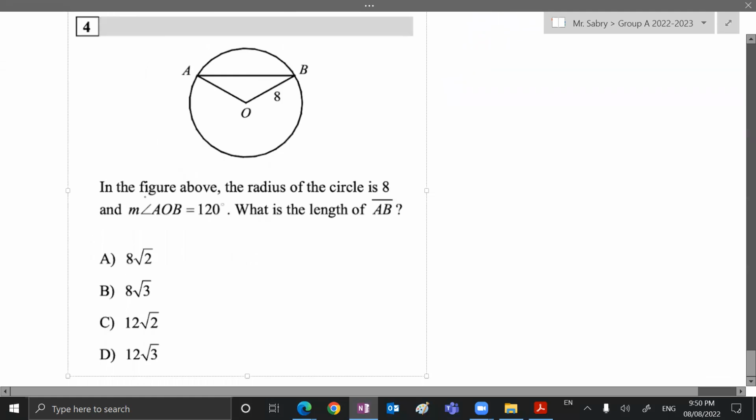Now, there's more than one way we can solve this question. I suggest solving it using this: splitting this triangle into 2 equal parts. If you do that, you know that this angle is 90 degrees, and you know that this 8 is considered the hypotenuse.